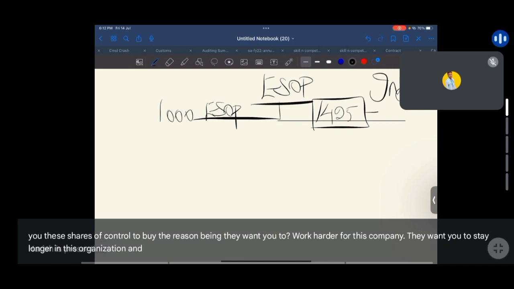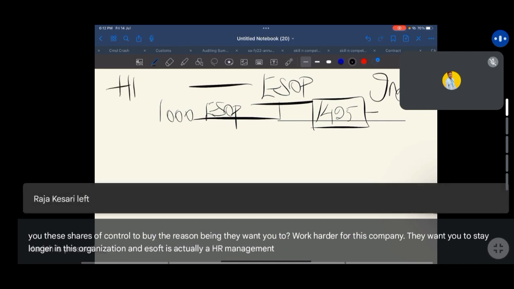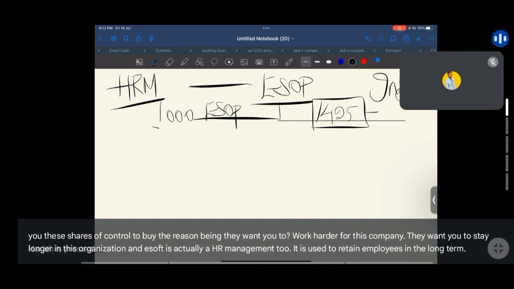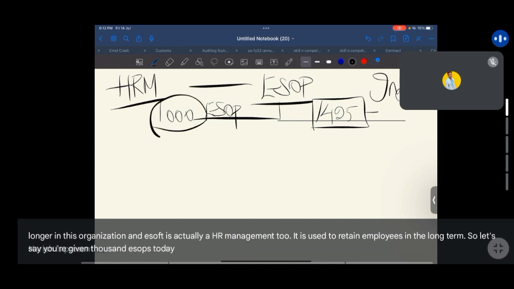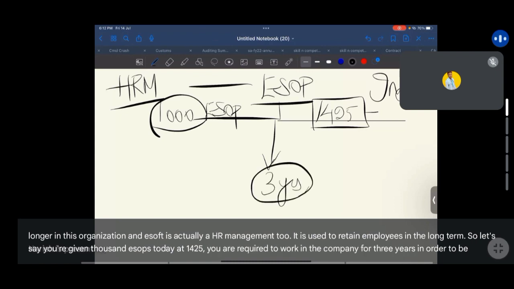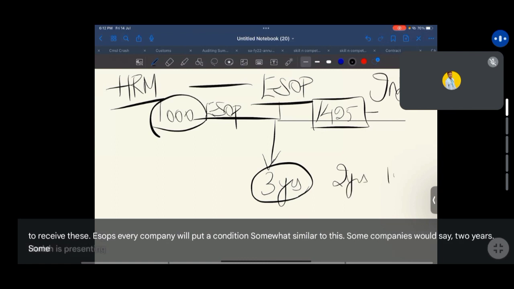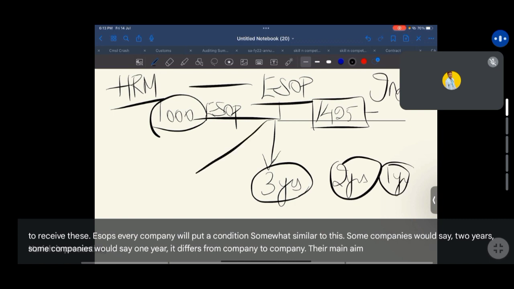And ESOP is actually an HR management tool. It is used to retain employees in the long term. So let's say you're given 1,000 ESOPs today at 1425. You are required to work in the company for 3 years in order to be eligible to receive these ESOPs. Every company will put a condition somewhat similar to this. Some companies would say 2 years, some companies would say 1 year. It differs from company to company. Their main aim is to retain you in the organization.